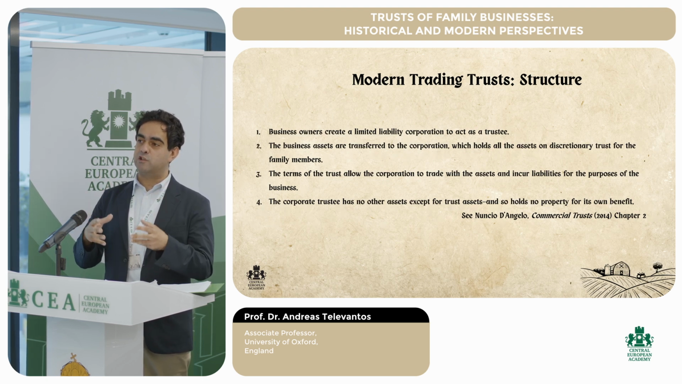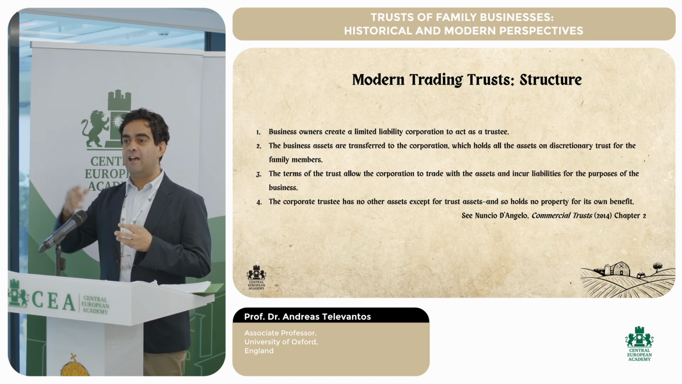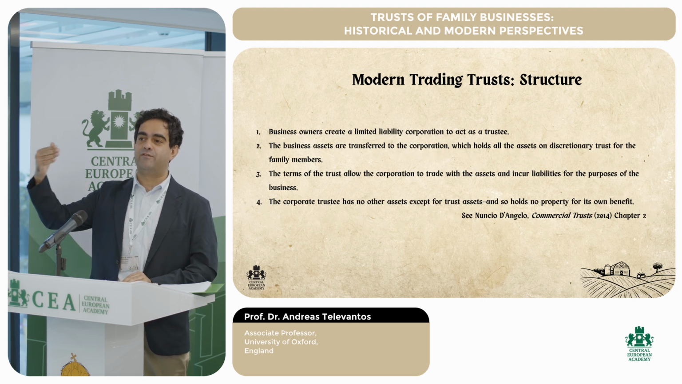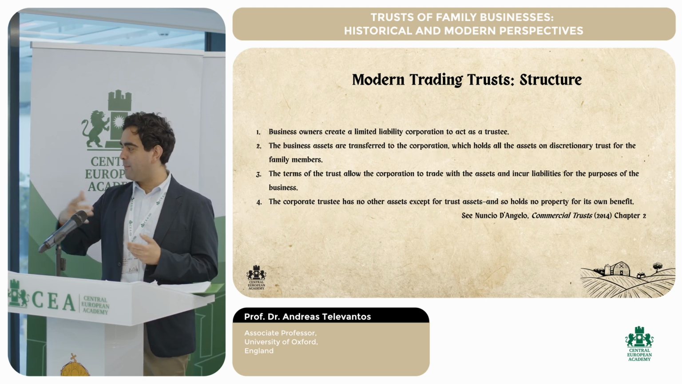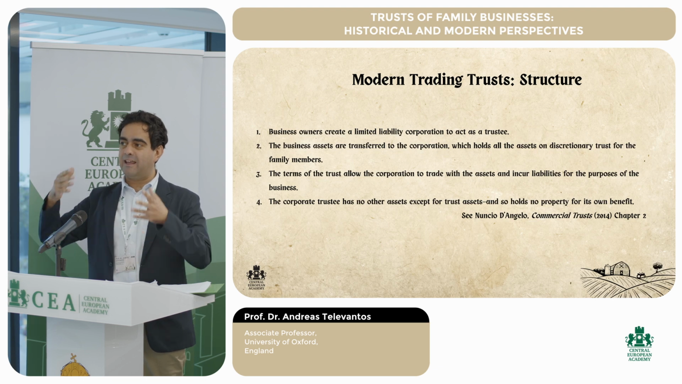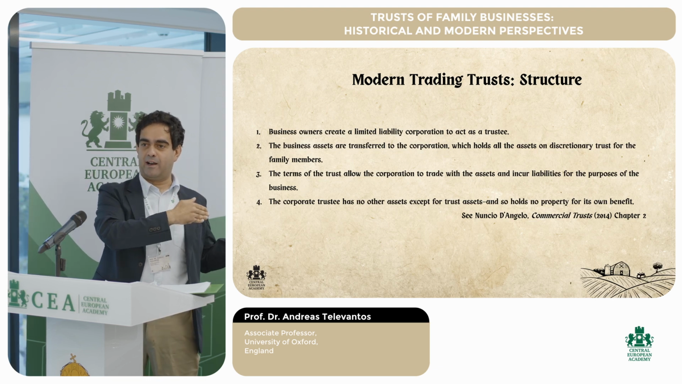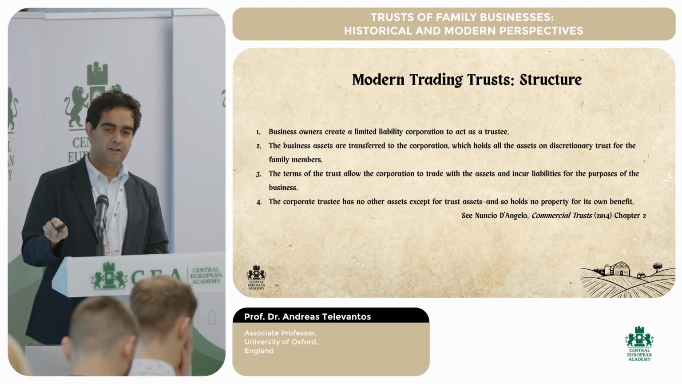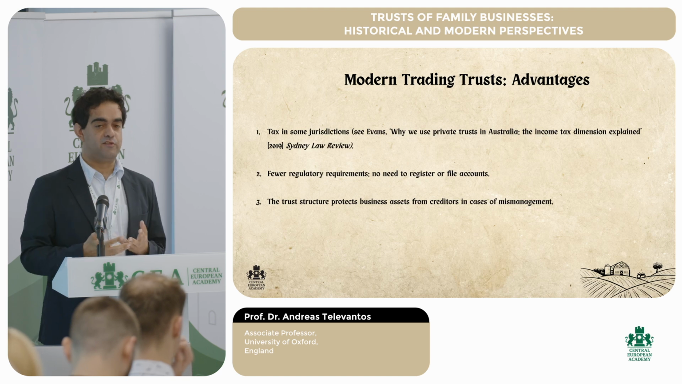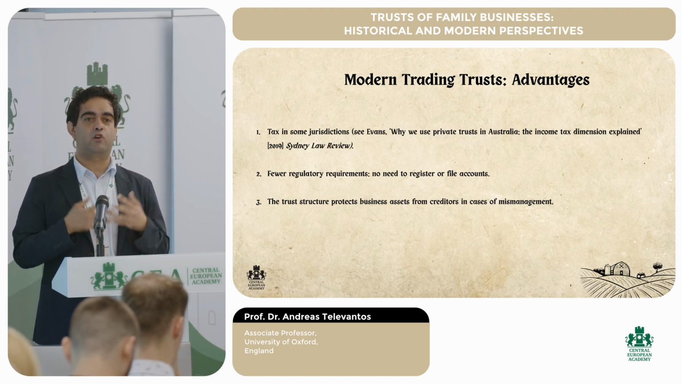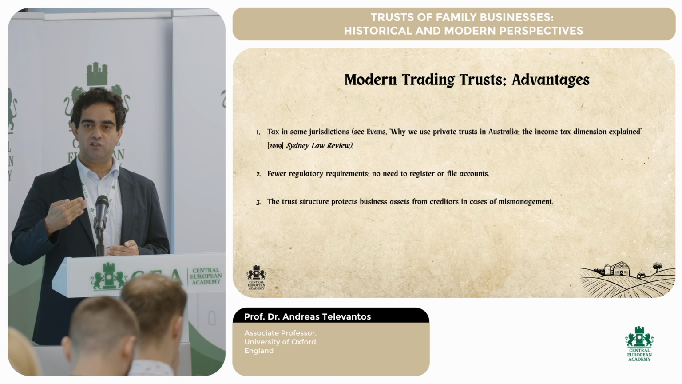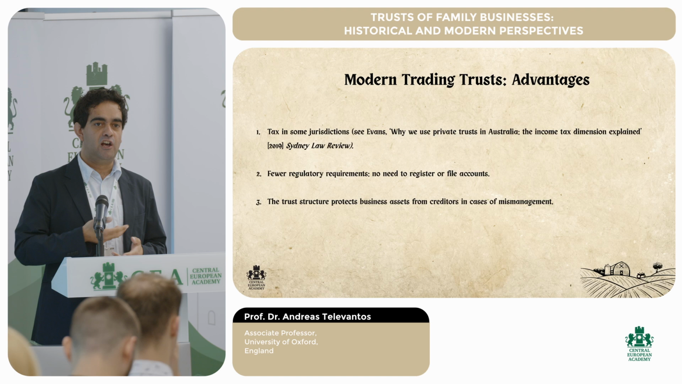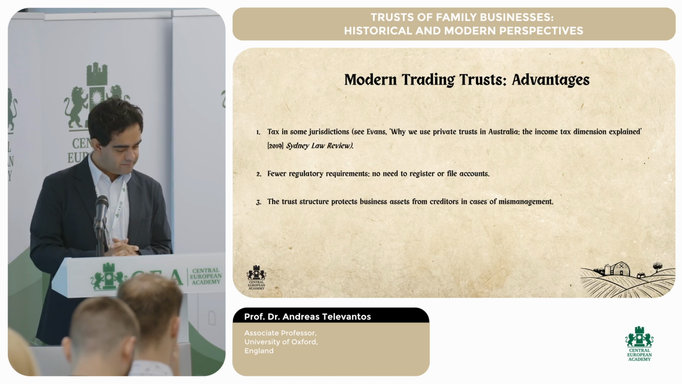You've got a corporation that holds no property for its own benefit, incurring liabilities, protecting the family from the liabilities of the trade, but giving the assets of the trade to the family. And we'll see how that can cause problems for creditors very shortly. But first, what are the advantages of this structure today? Why on earth would you make the corporation, which runs the family business, hold the assets on trust, rather than just make the family members shareholders who receive the profits as dividends?